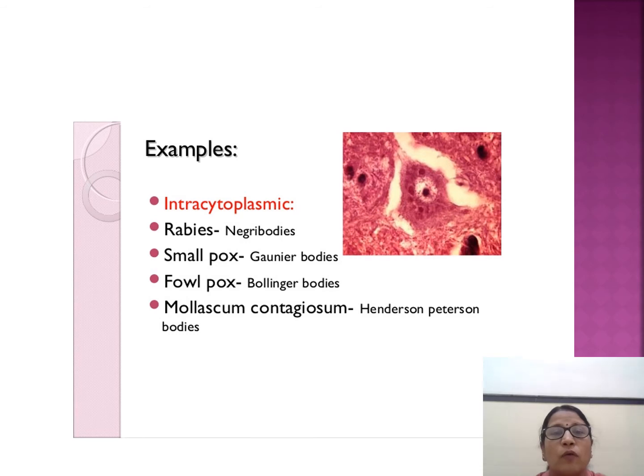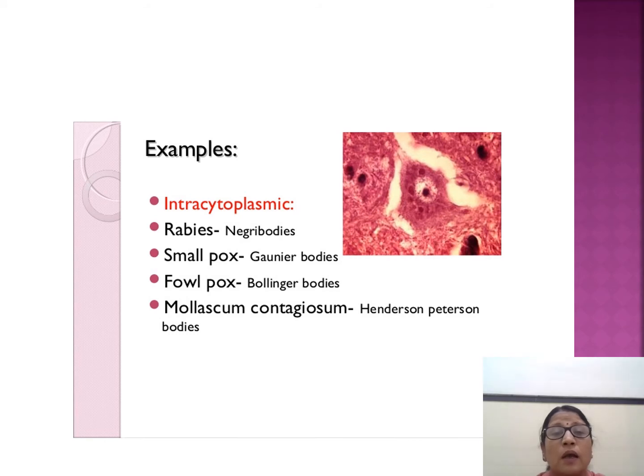This is an example of intracytoplasmic inclusion bodies which are found in rabies. Rabies, how we diagnose rabies? This is a viral illness caused by an RNA virus. And in this viral illness, the viruses form inclusion bodies which are known as Negri bodies inside the cell. You can see dark bodies here, intracytoplasmic inclusion bodies. These bodies we can see with the help of a light microscope.